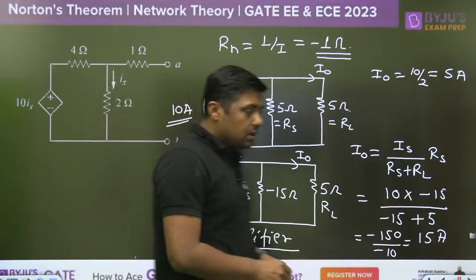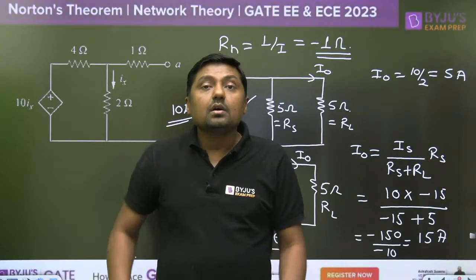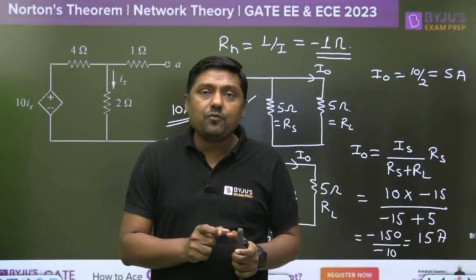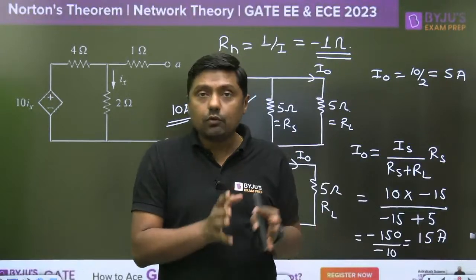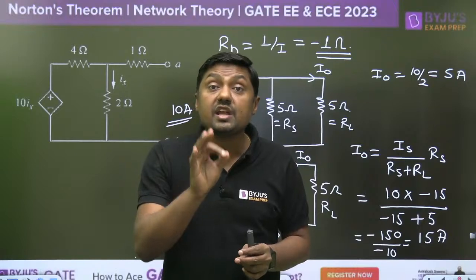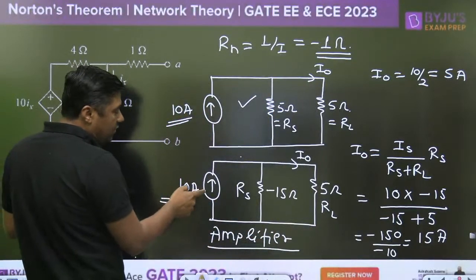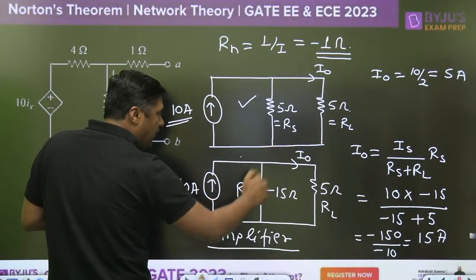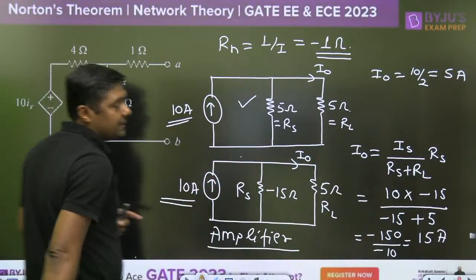So always remember, if we are getting the RTH or RN negative, means this circuit is what? Part of amplifier. Always remember one thing: positive resistance consume power. There will be the dissipation of the power across the resistor. But when the resistance is negative, it will deliver the power. And here the 10 ampere will deliver, RS will deliver, and that's why that will amplify the output. This will amplify this current, and that's why the output current will be more than the input current.